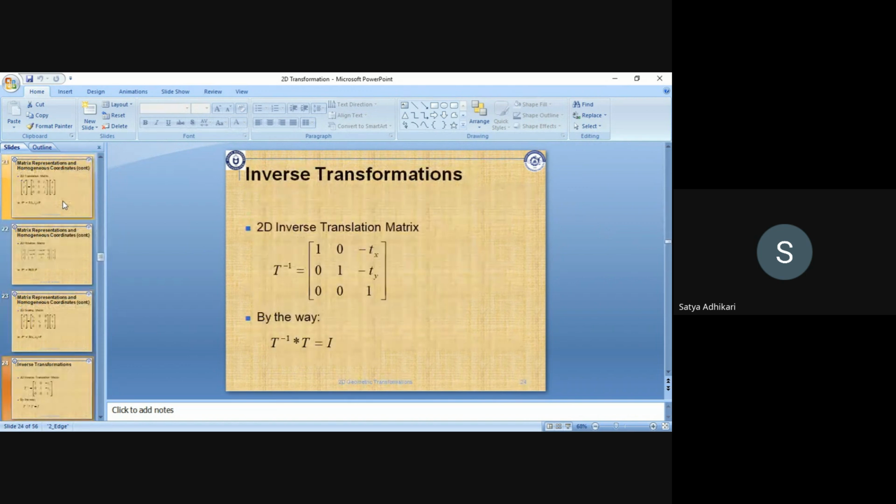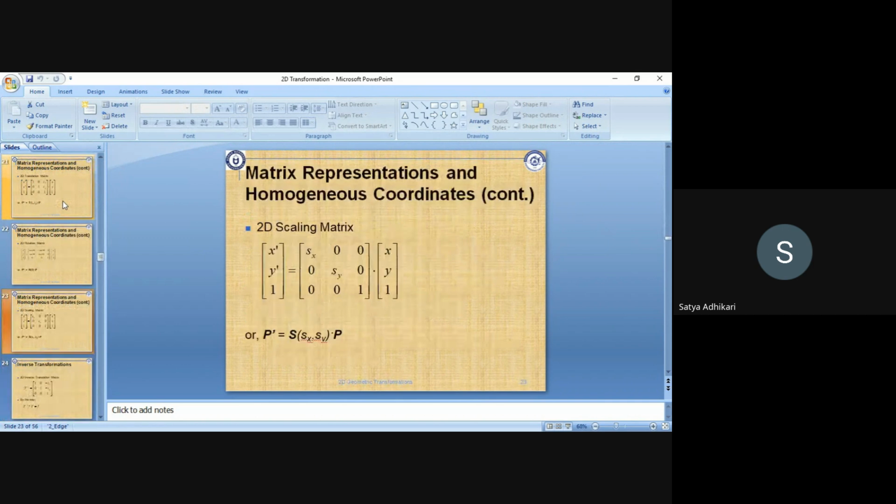You see this one. The same thing is there, that is x dash, y dash, Sx 0 0. So I am adding only a new column 0 0 1 and a new row 0 0 1. So here P dash equals S into P, same thing, but it is represented in homogeneous coordinates.